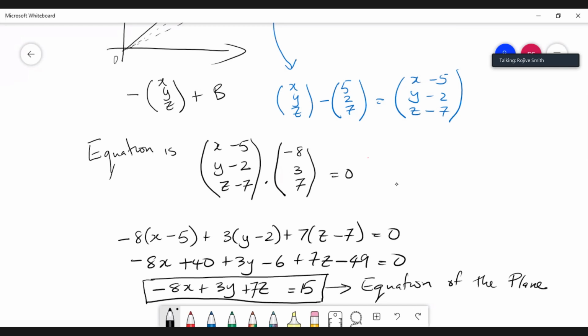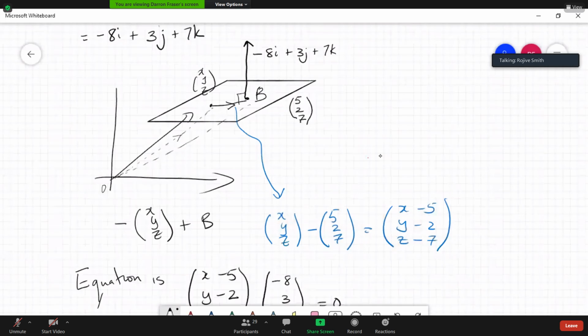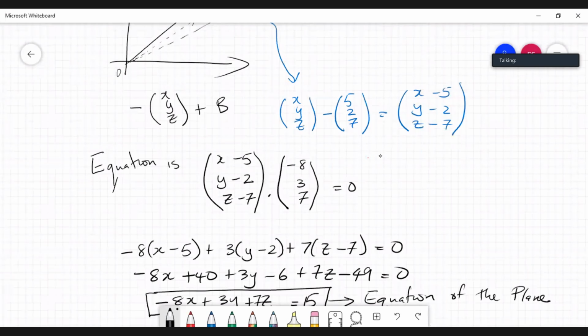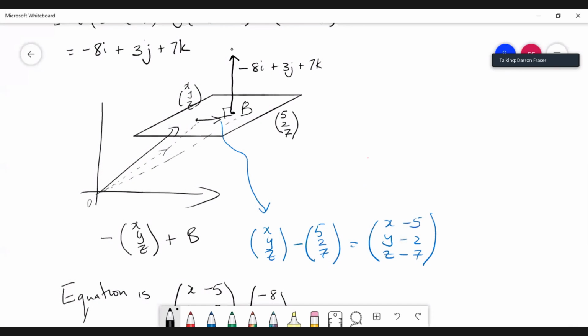Which part? From where? From when you start, the minus X, Y, Z plus B. Okay. All right. So you follow up to finding the perpendicular. Correct, sir. All right.